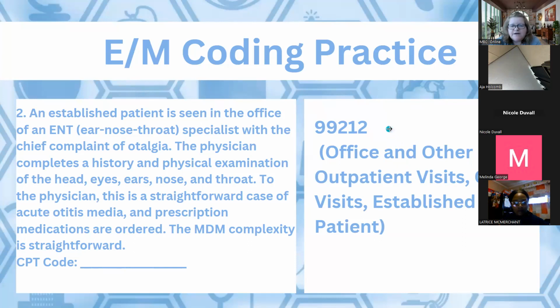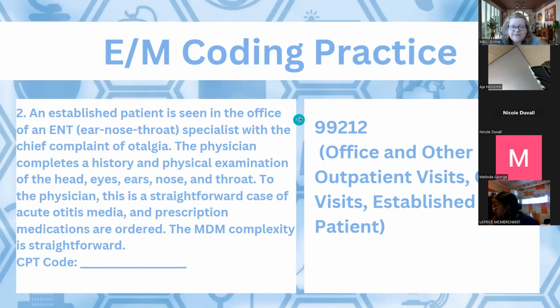See, this one's a 99212. What's the big difference between a 99212 and a 202? One is a new patient and one is established. Exactly. One's a new patient and one is established. That's the only difference in these two cases.